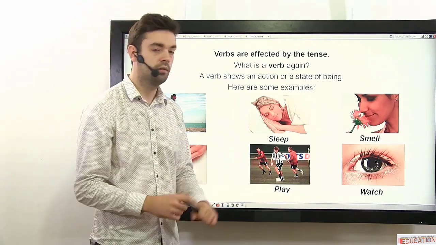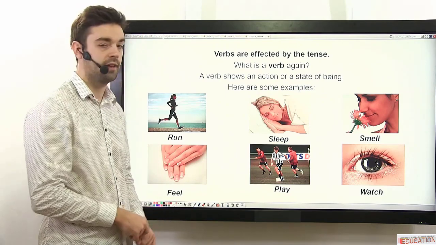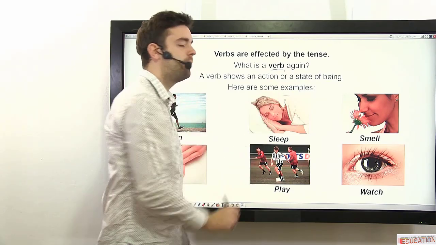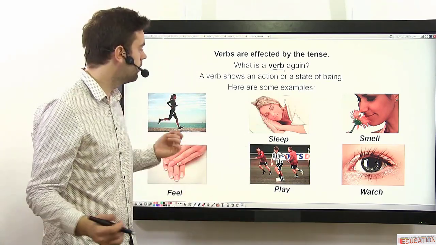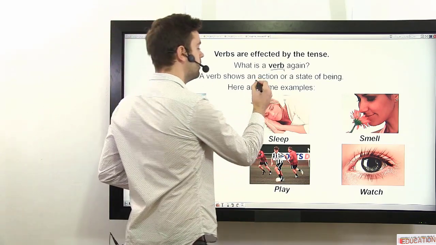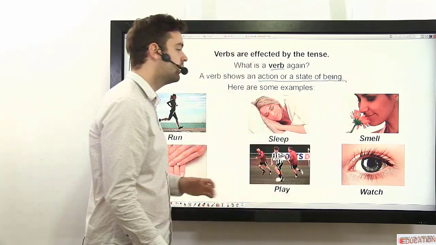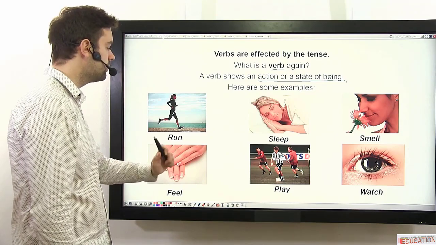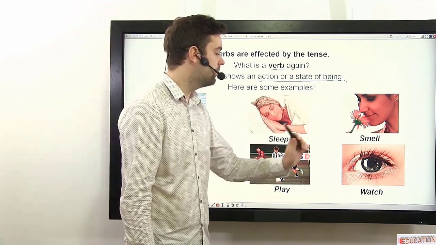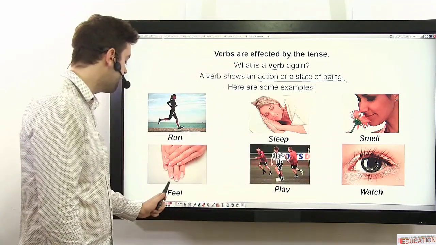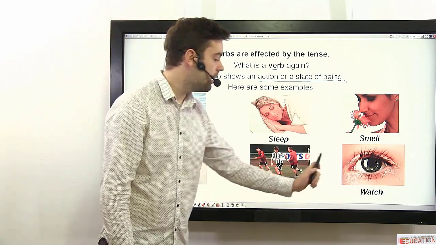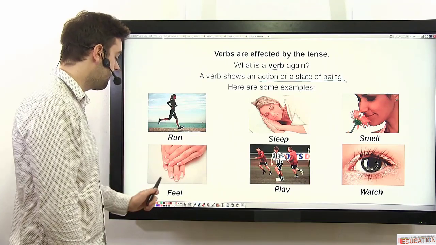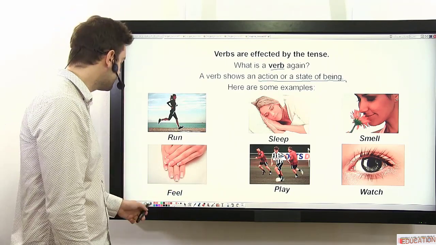The verbs are affected by the tense. So firstly, what is a verb again? Well, a verb shows an action or a state of being. Here are some examples of verbs. We have run, sleep, smell, feel, play, and watch.